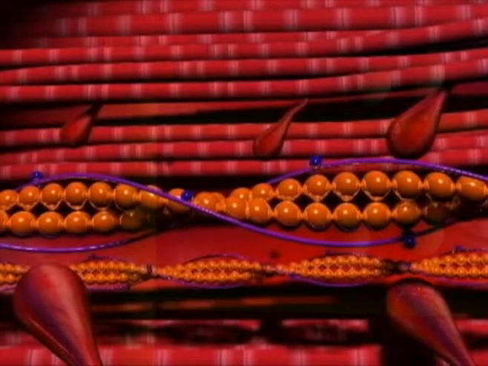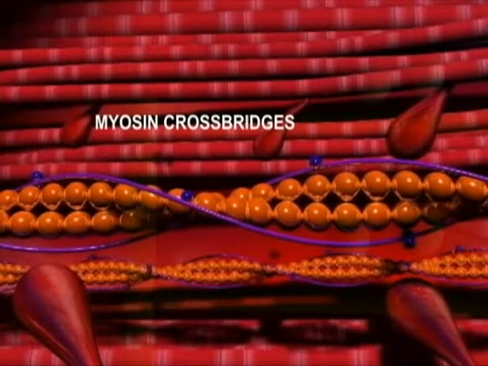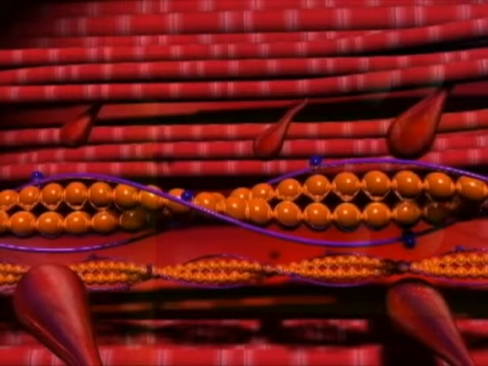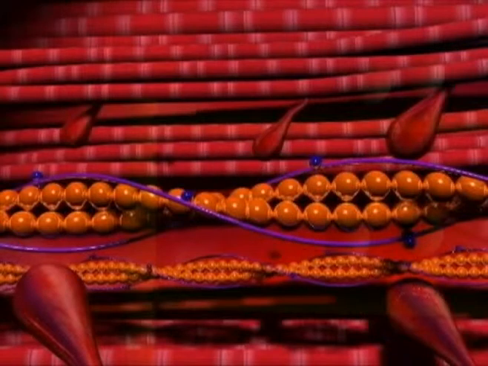We shall now take a closer look at the action of the sarcomere during excitation-contraction coupling. Cardiac contraction is brought about by the close interaction of the actin thin filaments and the myosin cross bridges. In a relaxed state, the troponin and tropomyosin cover the active site of the actin filament. This prevents the myosin head from attaching itself to the active site.